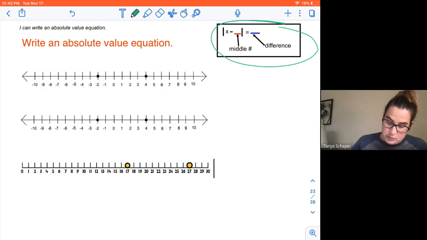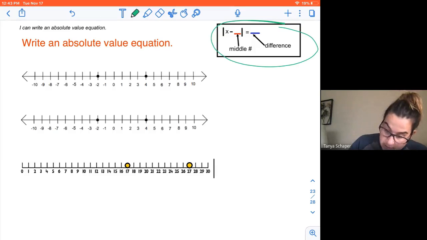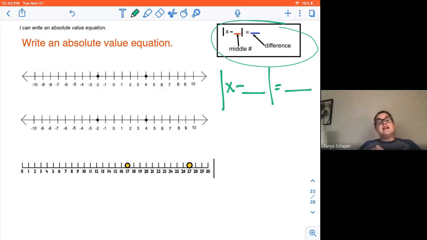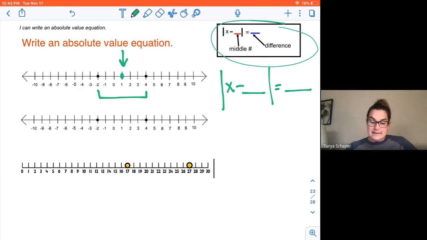In this first one, we're taking a graph, and now we're going to write the absolute value equation to match it. So I'm going to start by writing the absolute value of x minus something is something. We're saying the difference between the middle and x is a number. So when I look at negative 2 and 4, the middle is 1. So that's the number that's going to go right here.